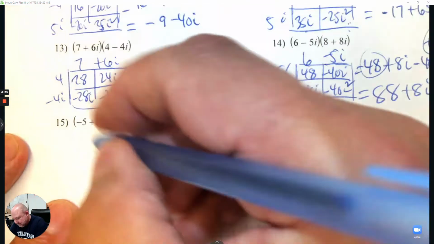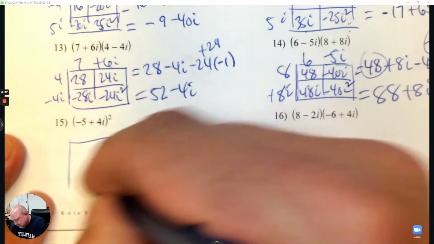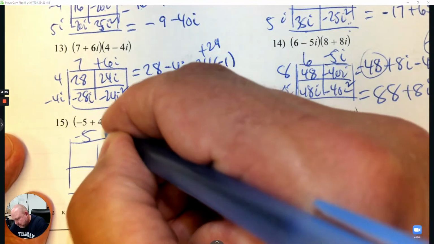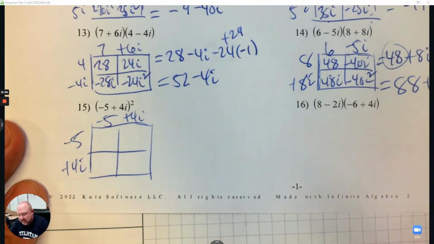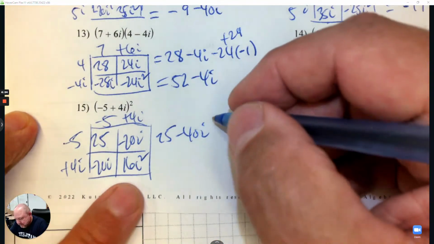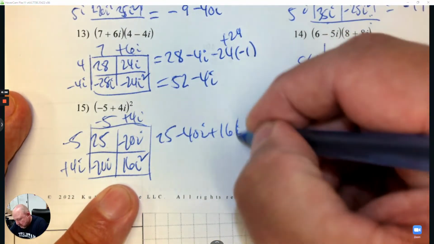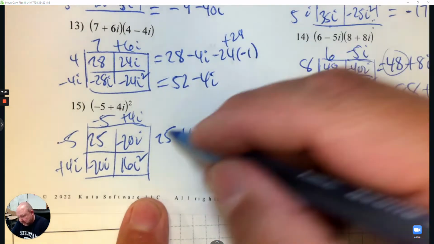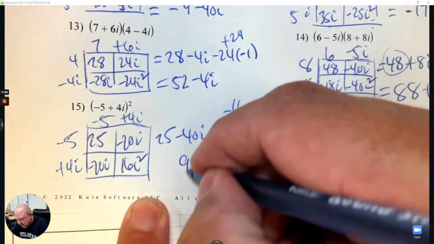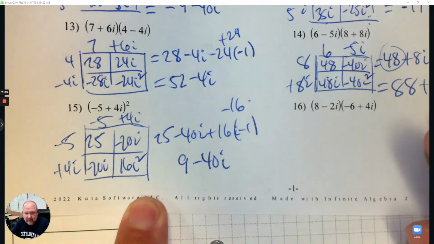Number 15. We're squaring it, so I'm just going to repeat it on the top and on the side. And then I'm going to multiply it. And then I'm going to combine like terms. So we have 25 minus 40i plus 16i squared. But we know i squared is negative 1. So this is really negative 16. So 25, take away 16, and then the negative 40i.